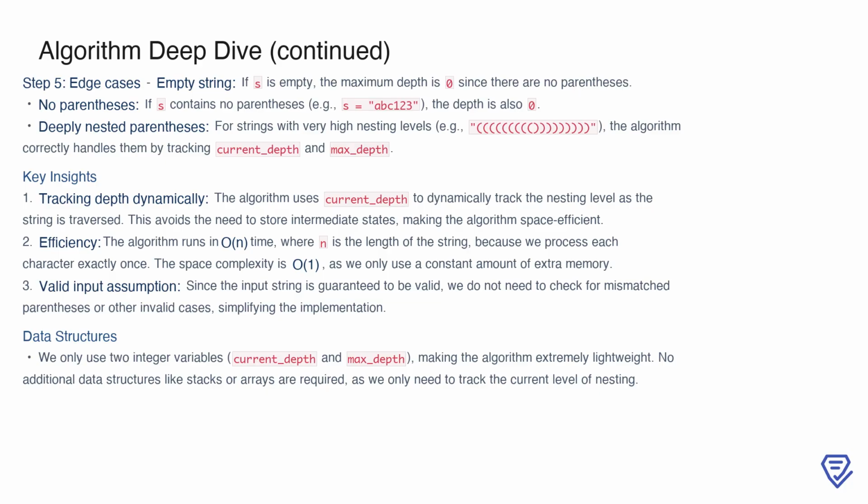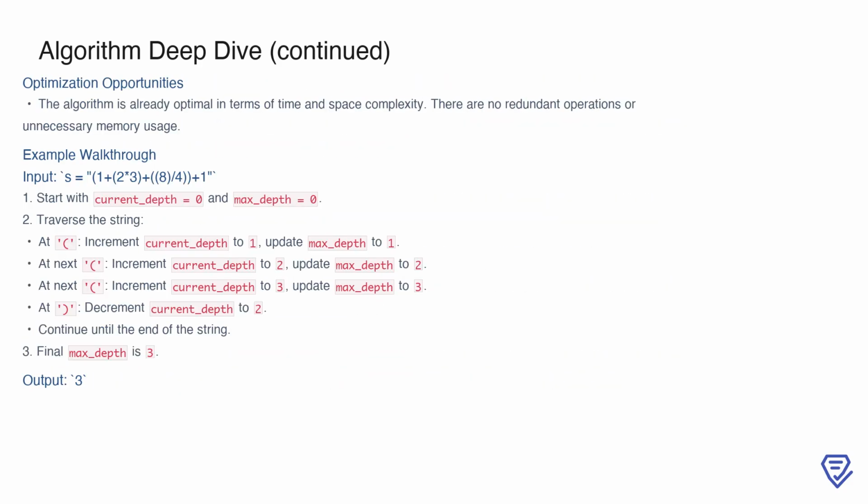Additionally, the algorithm runs in O(n) time, where n is the length of the string, as each character is processed exactly once. With only two integer variables, the space complexity is O(1), meaning it uses a constant amount of memory. Finally, because the input is guaranteed to be valid, we don't need to worry about mismatched parentheses, further simplifying the implementation. The algorithm is already optimized in terms of time and space complexity. It avoids redundant operations and uses minimal memory, making it highly efficient.